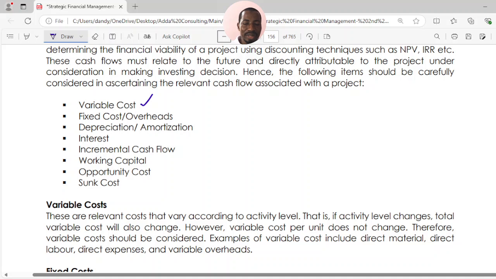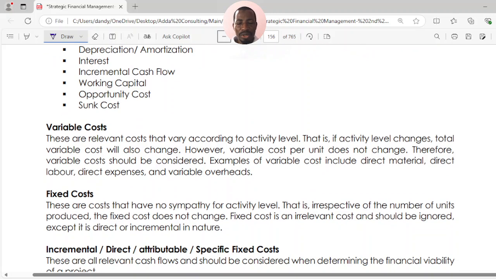So the next item is fixed cost or fixed overhead. Fixed costs are costs that have no sympathy for activity level, meaning that irrespective of the number of units produced, fixed cost does not change. It's the same thing, it's constant. So as a result, fixed cost is irrelevant, except it is incremental in nature. Okay, you only consider fixed cost if it is incremental in nature. However, there are three different ways in which the examiner can test your understanding on fixed cost.